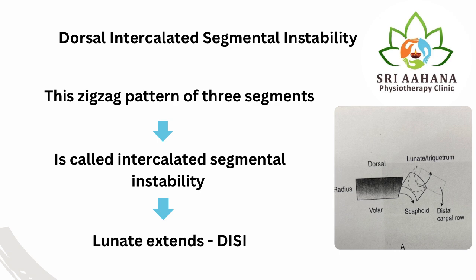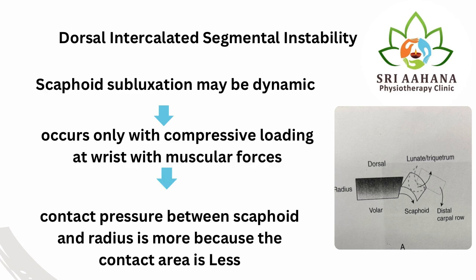This zigzag pattern of three segments, that is your scaphoid, your lunate and triquetrum, and the distal carpal row, is called intercalated segmental instability. Since the lunate extends, it is called the dorsal intercalated segmental instability.